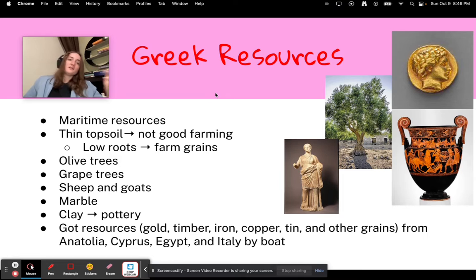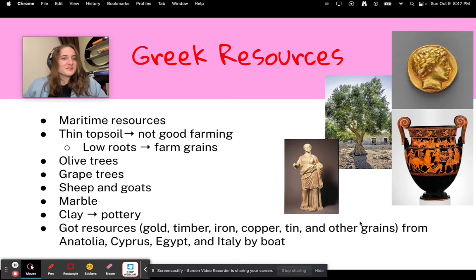Of course, there are olive trees, and there are, did I say grape trees? Oh my gosh, that's so embarrassing. Grapevines. I meant vines. Wow. There's also sheep and goats that were herded. And of course, marble, right? With all those beautiful statues. Clay for the pottery, that is really iconic, as you can see an example over here.